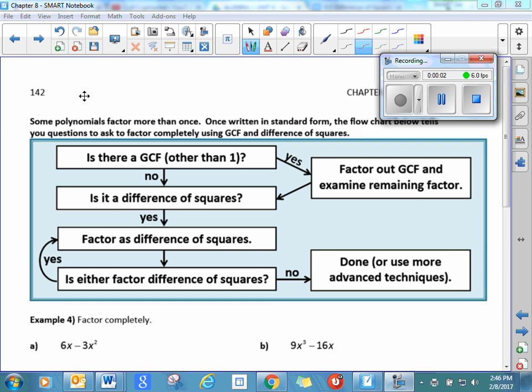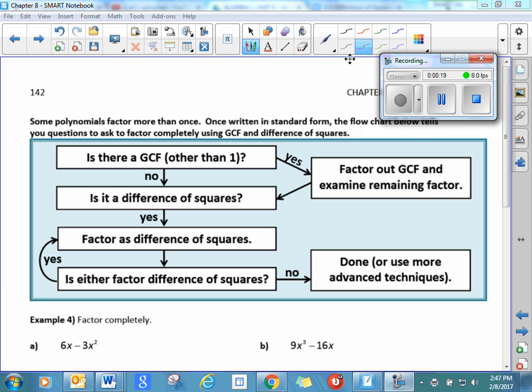I'm going to try to finish up this section on 8D, try to do all of page 142. There's a little flow chart here on how you know whether you have more factoring to do or not. We're going to practice it. You can look at the flow chart. I'm not going to read it to you.